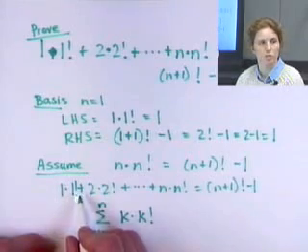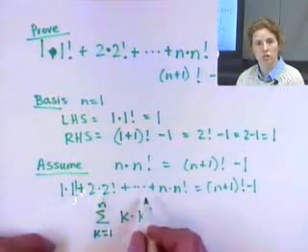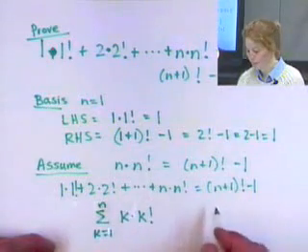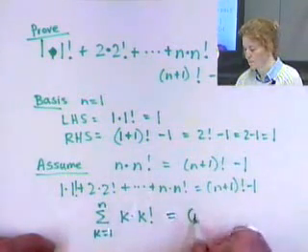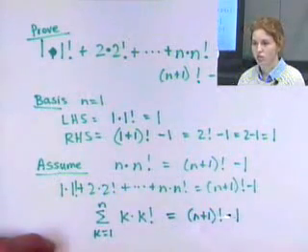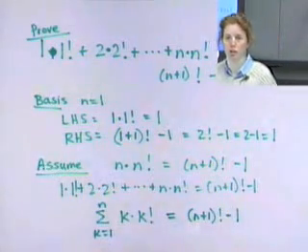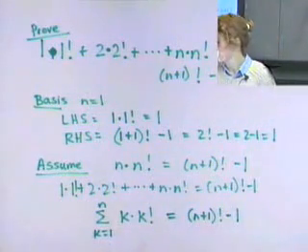The first term has 1 times 1 factorial. The second one has 2 times 2 factorial. The third one has 3 times 3 factorial, and so on. So all of that is equal to n plus 1 factorial minus 1. So now writing my proof step is a lot easier if I write my assumed step correctly, right?